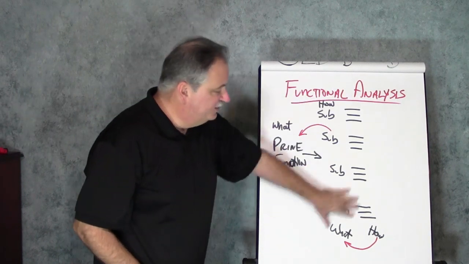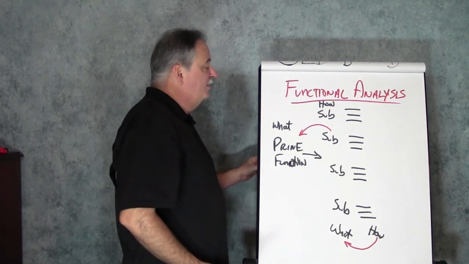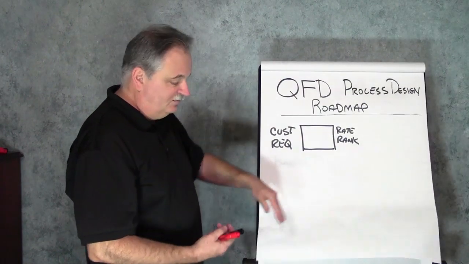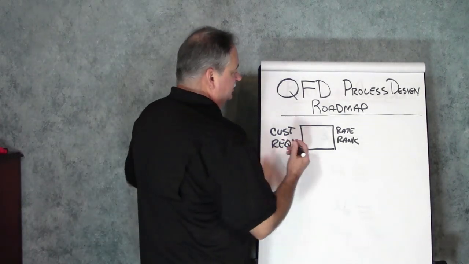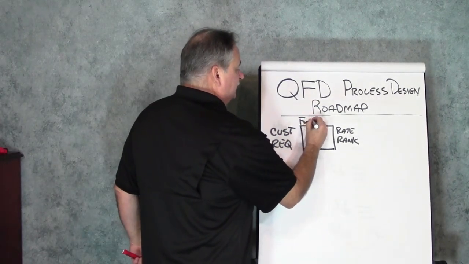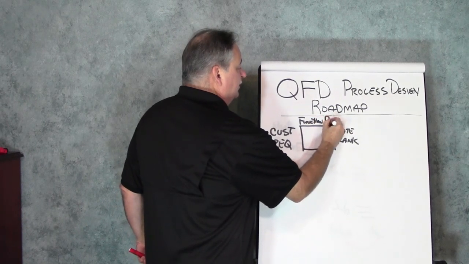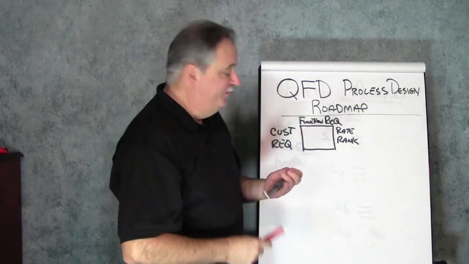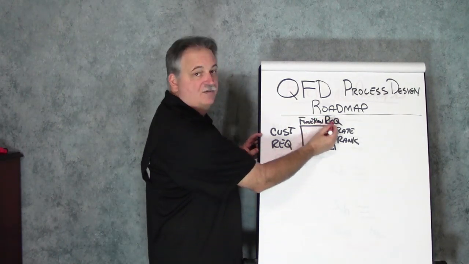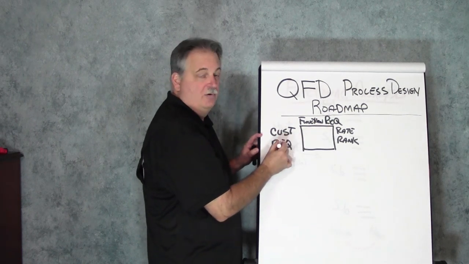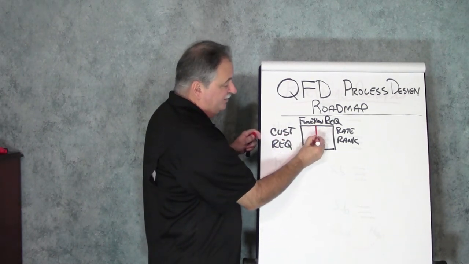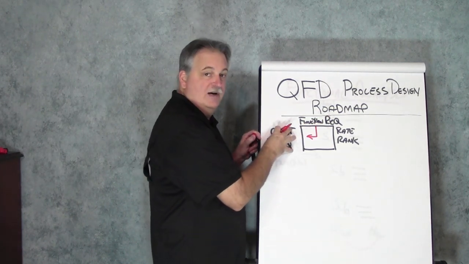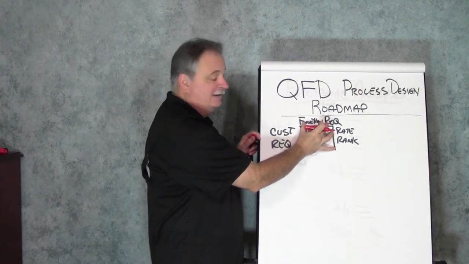So now, with this function analysis completed, we can go back to our QFD and we can take all of our functions. Okay, so now here we have our functional requirements, and now I can take a look at this and say, do any of these functional requirements drive customer requirements? So I'm looking at it from the standpoint of, does one of these guys drive this? This is what I have to achieve. This is how I have to get it done.